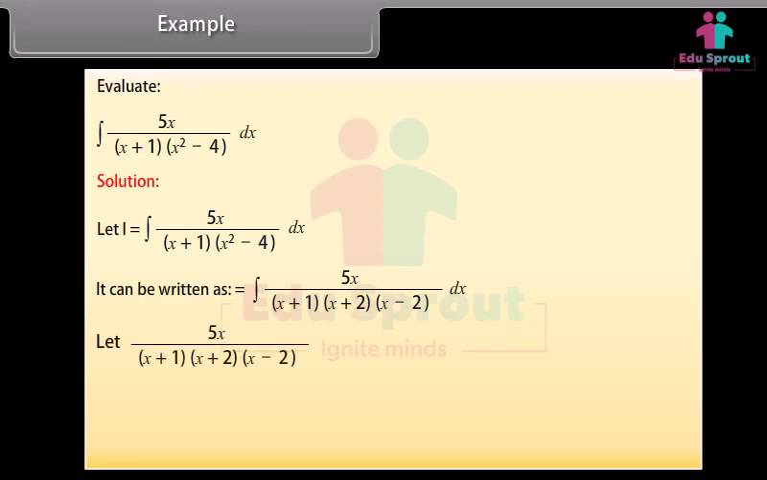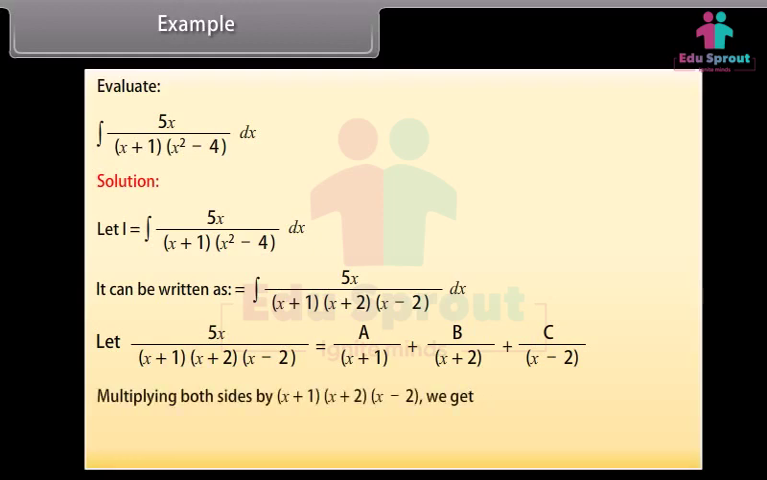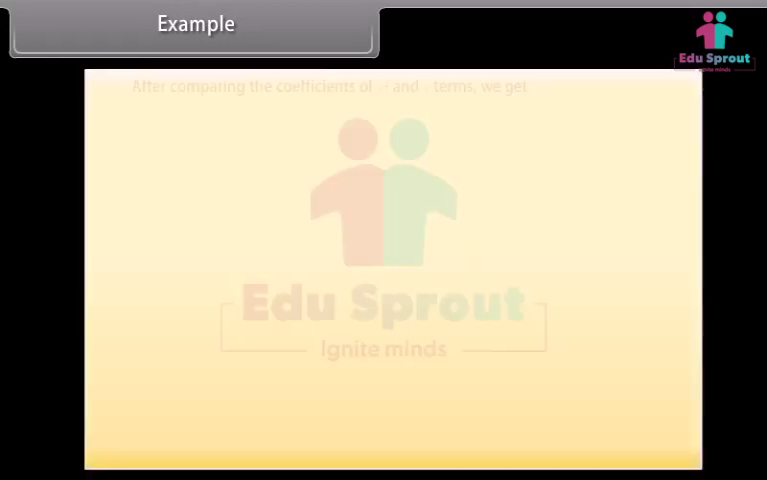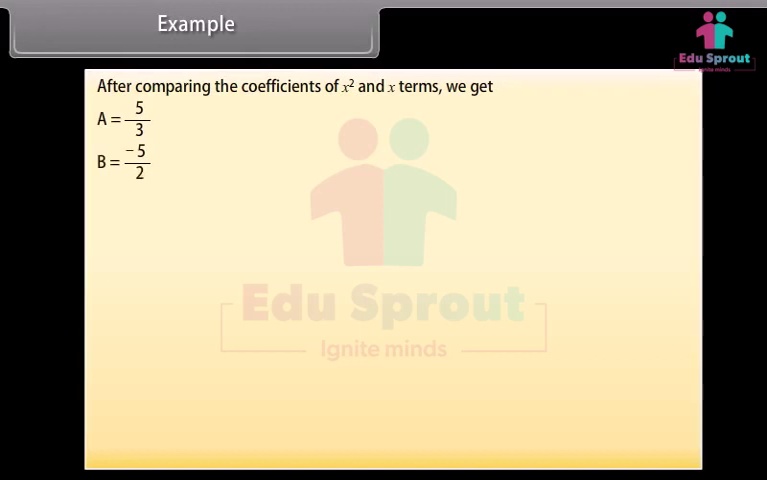Let 5x upon (x + 1)(x + 2)(x − 2) be equal to A upon (x + 1) plus B upon (x + 2) plus C upon (x − 2). Multiplying both sides by (x + 1)(x + 2)(x − 2), we get 5x is equal to A(x + 2)(x − 2) plus B(x + 1)(x − 2) plus C(x + 1)(x + 2). After comparing the coefficients of x² and x terms, we get A is equal to 5 by 3, B is equal to minus 5 by 2, C is equal to 5 by 6.